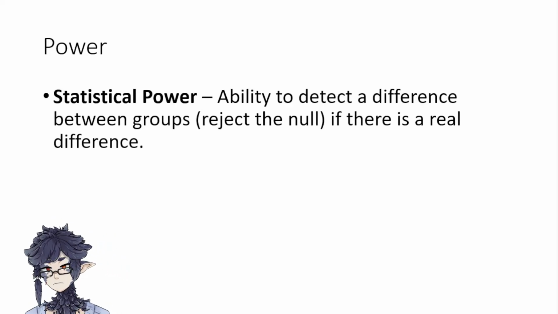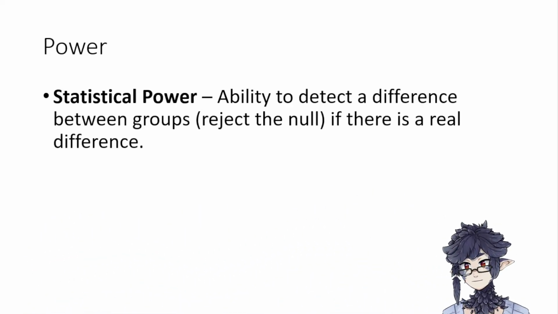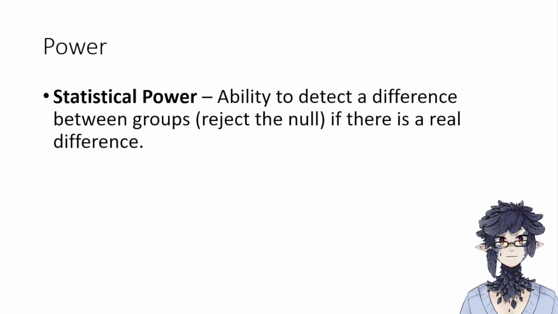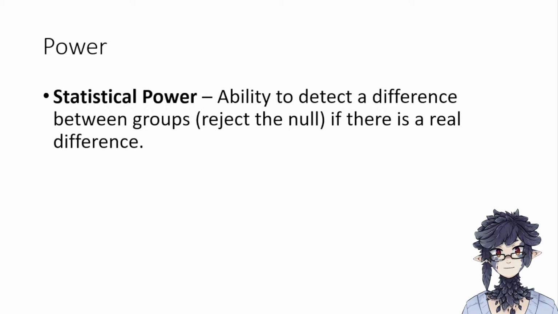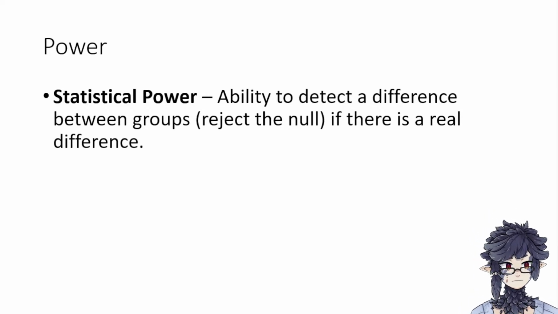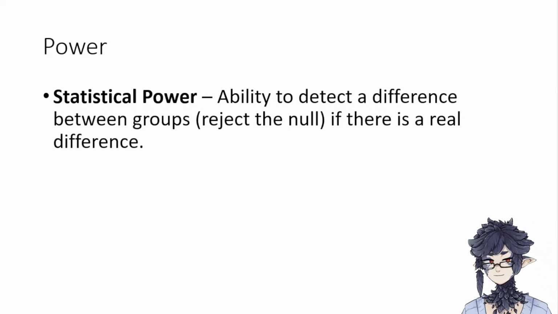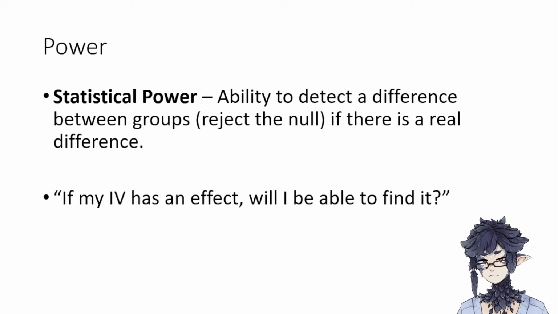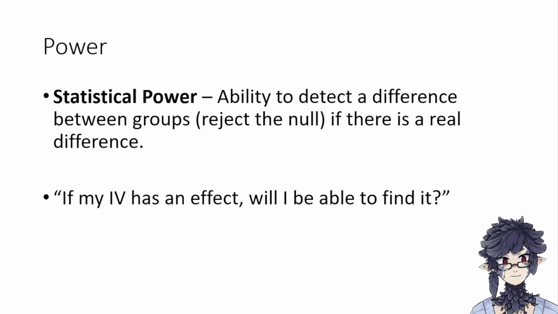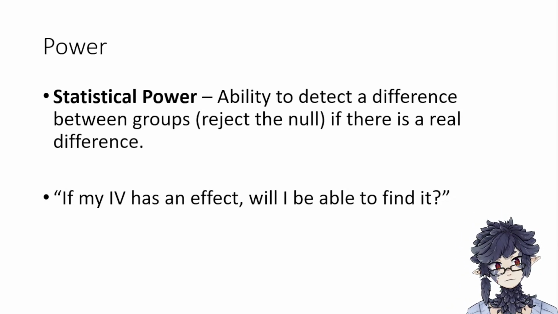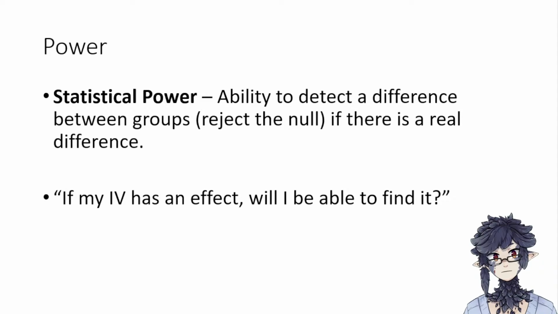Statistical power is your ability to detect a difference between two groups and reject the null. So essentially, just think of it as your ability to reject the null, assuming that there really is something happening. Your ability to say these two conditions are different if they actually are different. Basically, if my independent variable has some kind of effect, will I be able to find that effect? That is statistical power. The likelihood that if there is a real difference, your study will find it is your statistical power.